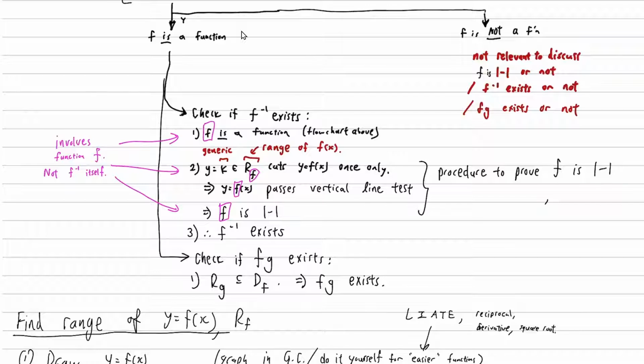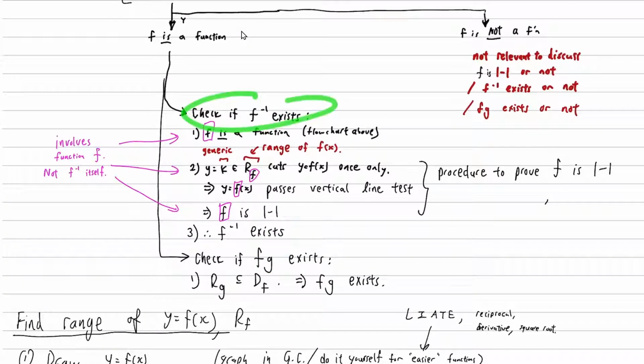If f is a function, then there are a few things we can check. We can check its f inverse, we can check its fg, composite function. That's assuming there's another function g.